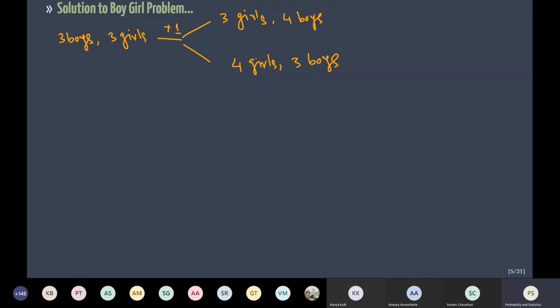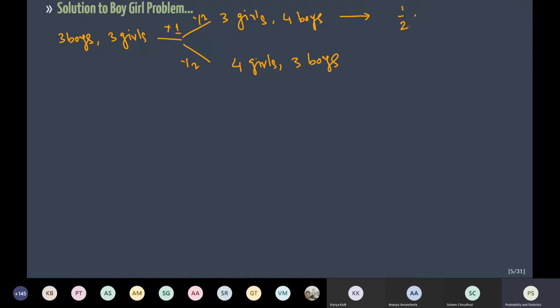So a tree usually helps in counting these possibilities, right? So if this was the case, then the probability of selecting a boy from this branch: the branch is 50-50. So this goes half way. So it's like half of choosing this branch.